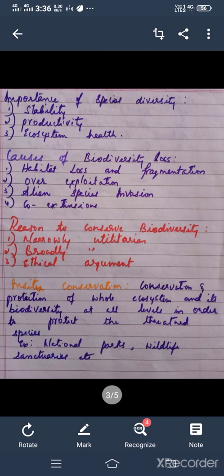Coming to in situ conservation. There are 2 types of conservation: in situ conservation and ex situ conservation. What is in situ conservation? Conservation and protection of the whole ecosystem and its biodiversity at all levels in order to protect the threatened species. The simple definition is conserving and protecting the biodiversity in the place where it exists, and that is called in situ conservation. Examples: national parks, wildlife sanctuaries, etc.